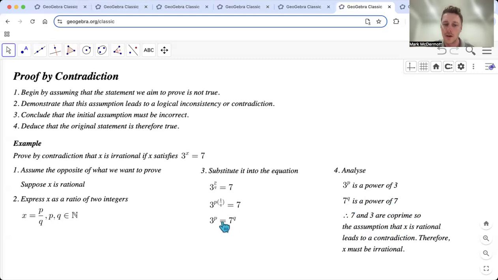So 3 to the p equals 7 to the q is not right. Therefore, x must be irrational in order for this to be true, because we assumed before that x was rational, and then we proved it by contradiction. Okay, so that's that idea of proof by contradiction.